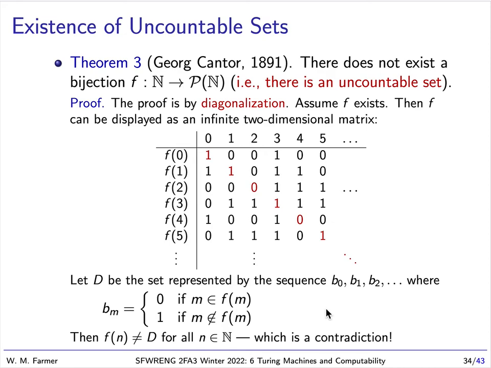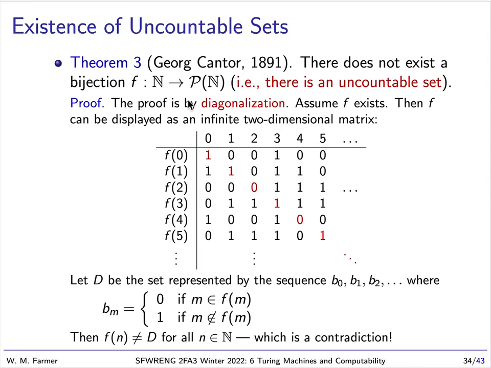Okay, so this is an extremely important result. It shows that there are uncountable sets. It also shows that there are sets that have bigger cardinality than N, and if we take the power set of N, that will have cardinality greater than N. So we actually have an infinite number of infinite cardinalities.